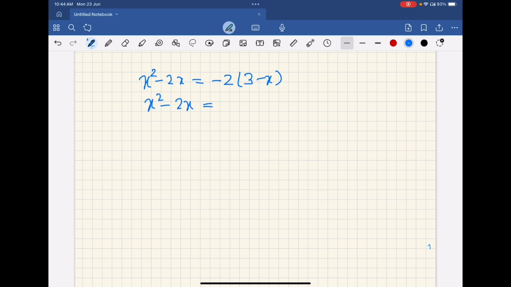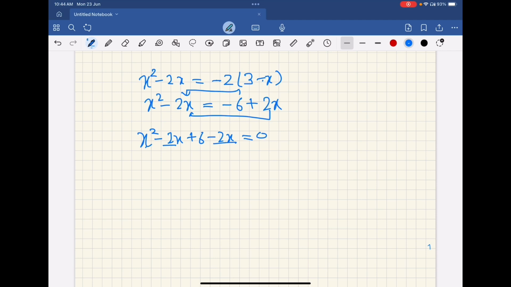Right side, minus into plus is a minus and 2 times 3 is 6. Then minus into minus is a plus and 2x. Again, change of side. So minus 6x will change side and become plus, plus 2x will change side and become minus. Let us write that down. So we have x square minus 2x plus 6 minus 2x which is equal to 0.